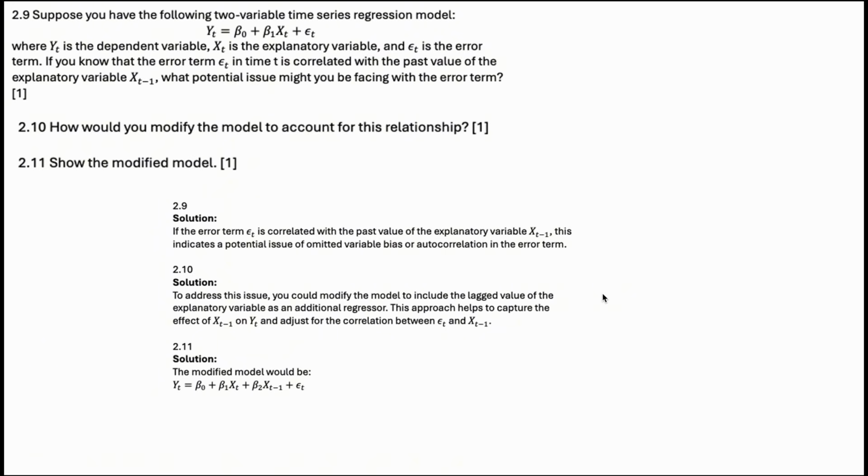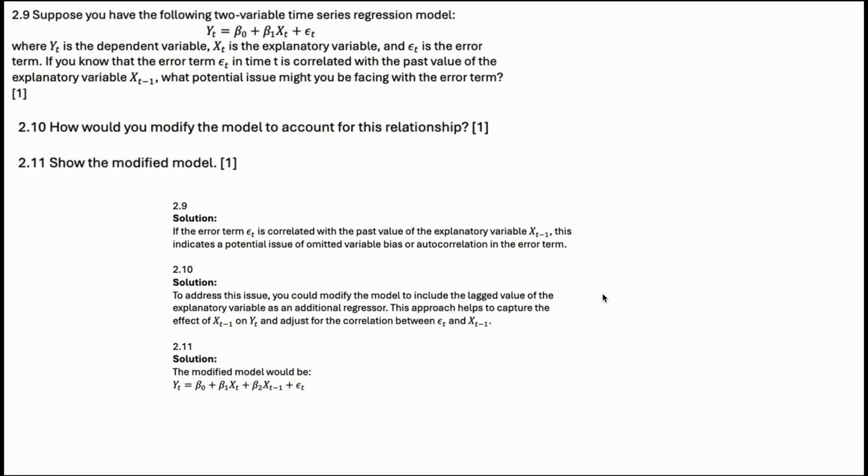So firstly, if it's correlated with past values, this indicates a potential issue of omitted variable bias, or more obviously autocorrelation in the error term, right? Which we said there's zero conditional mean of the error term. There's also zero conditional variance of the error term as part of our OLS assumptions. So we're violating those assumptions, right? So how would you modify the model to account for this relationship?